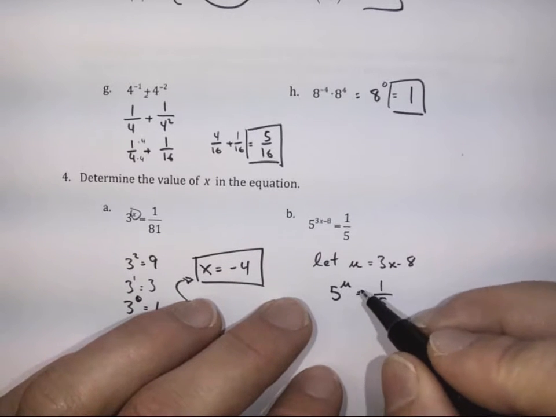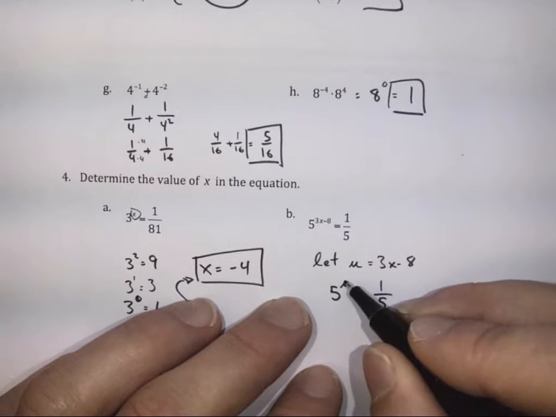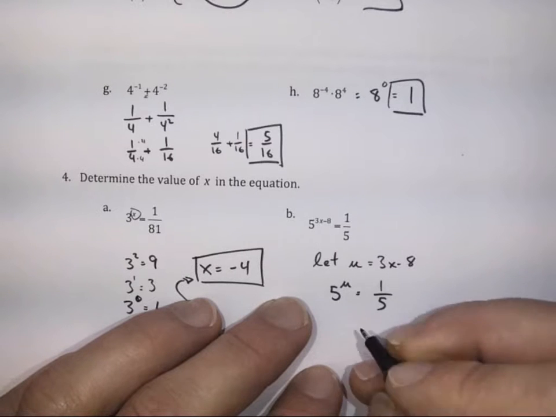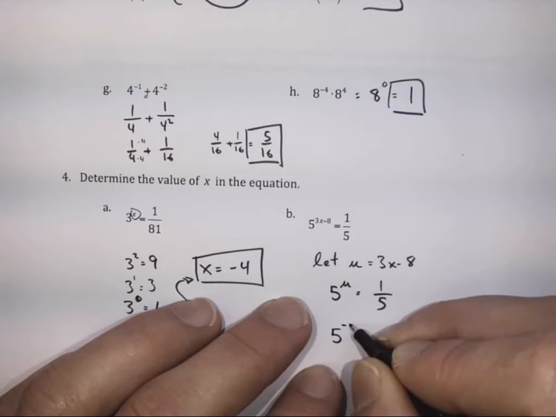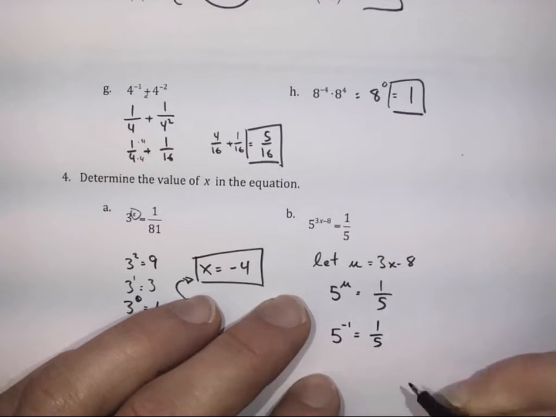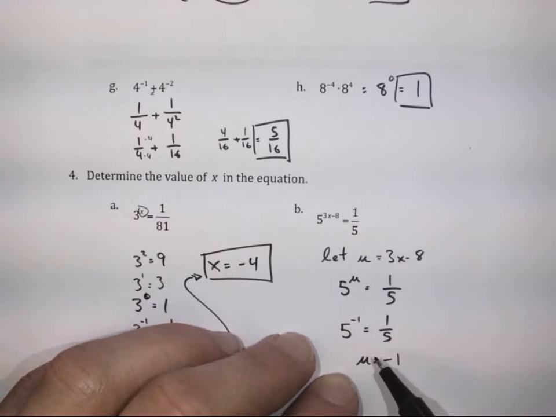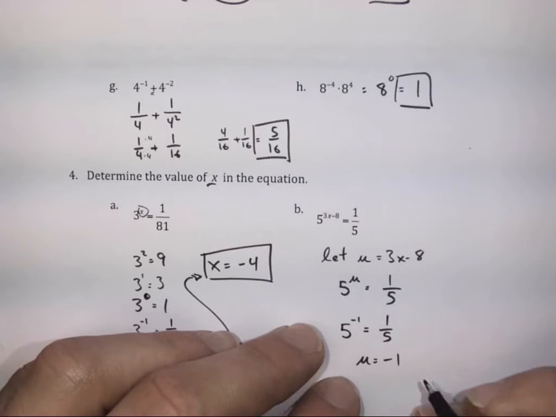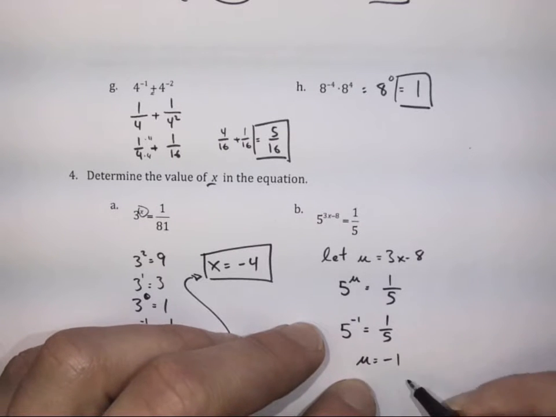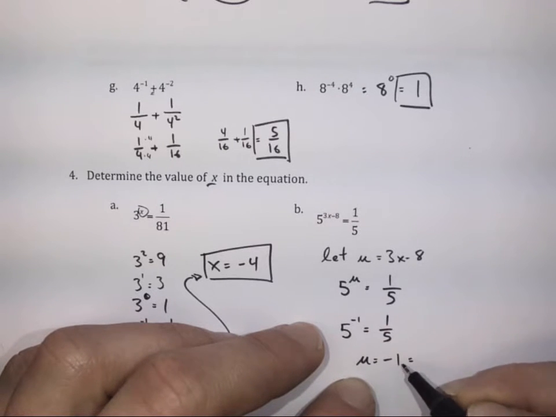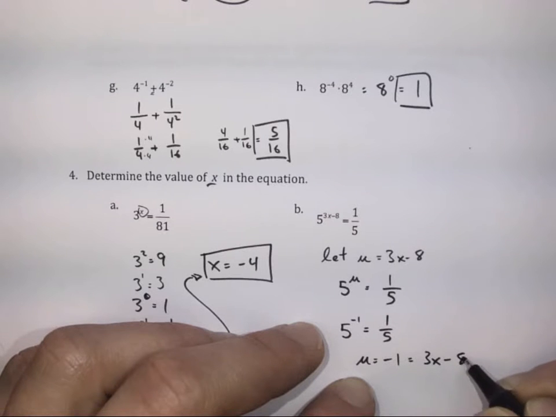Now, if I can think, well, what power could go here to rewrite it as a 1 over 5? Actually, I can see that that's going to be 5 to the power of negative 1 is 1/5. So u is negative 1. But I wasn't asked for u. I was asked for x. And so I need to go back to my original statement and say, okay, well, if negative 1 is equal to 3x minus 8, maybe I can find x.